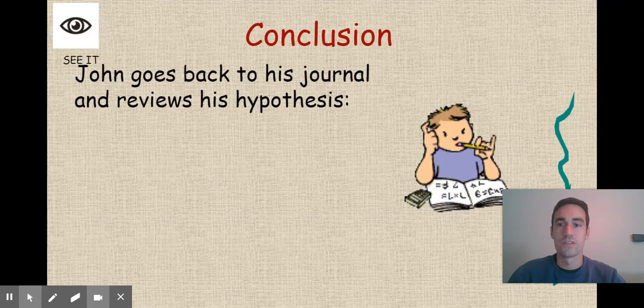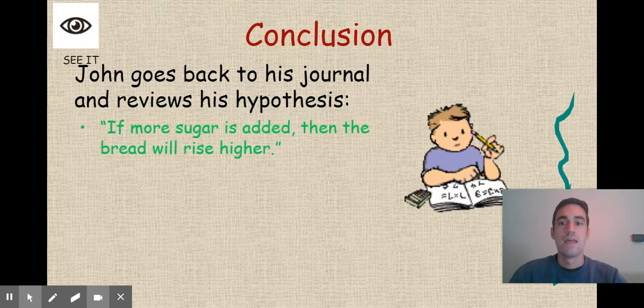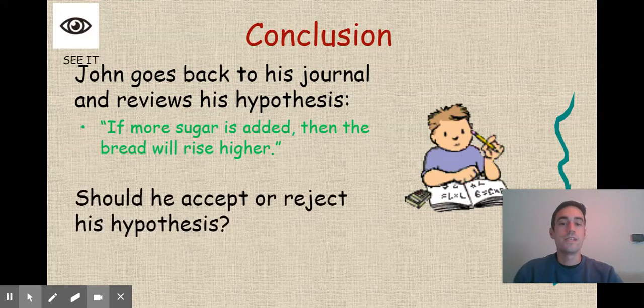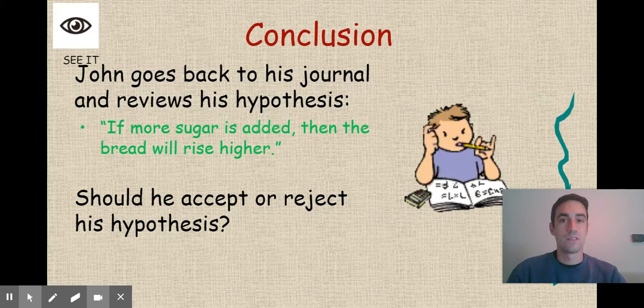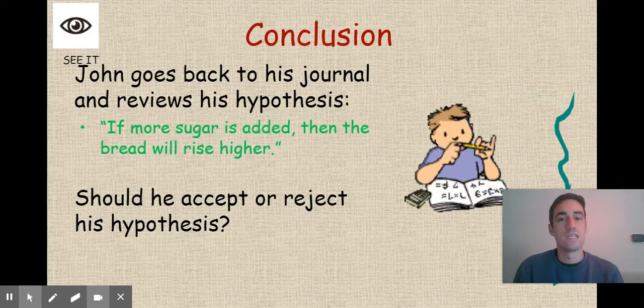In his conclusion, John's going to go back to his hypothesis that he wrote at the beginning of his experiment. He said, if more sugar is added to this recipe, then the bread will rise higher. Should he accept or reject his hypothesis? When we talk about hypotheses, we don't say you're right or wrong because it's just a prediction and an educated guess. We say accept or reject.